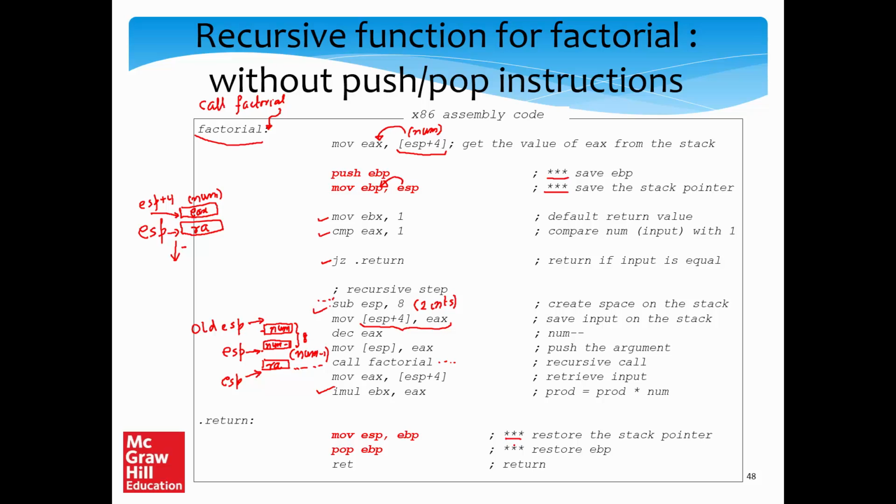Then we have these 2 extra lines here. So we restore the stack pointer. So basically whatever was there in EBP, we put it into ESP. And we restore the value of EBP by popping it. And we return.